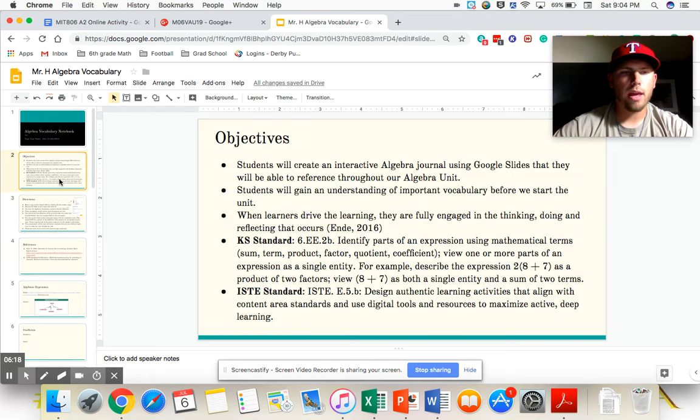I think this would be something that they could do online, something that would be helpful for them before we start our algebra unit, and something that would help them continuously throughout the unit.